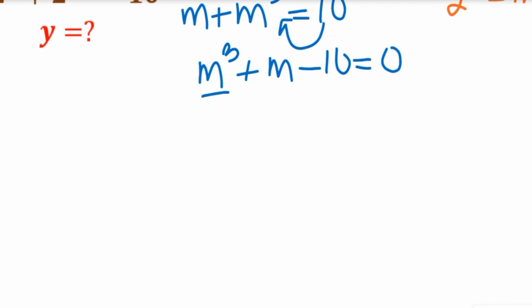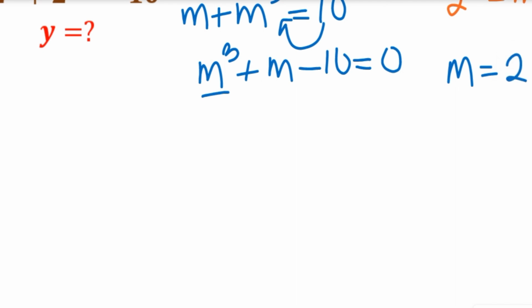Solving a polynomial equation, we either solve it using factorization, or we can substitute a value for m and then see if the substituted value can give us 0. If it does give us 0, that means that value is a factor of the polynomial. Now, let's assume that our m is equal to 2.